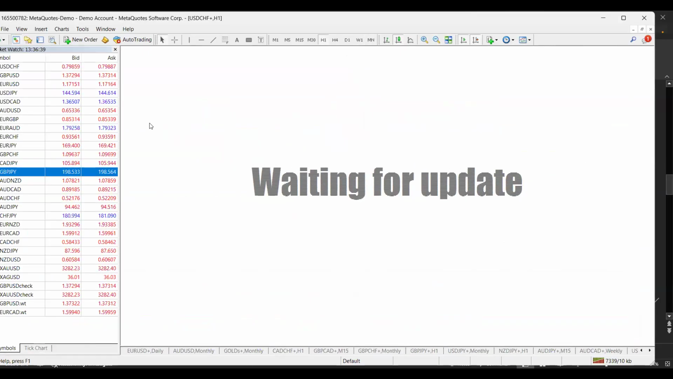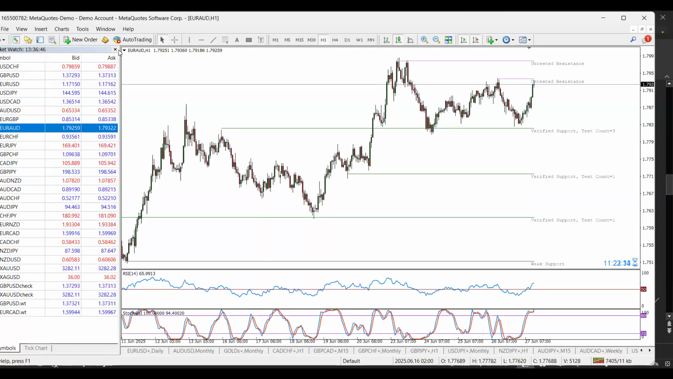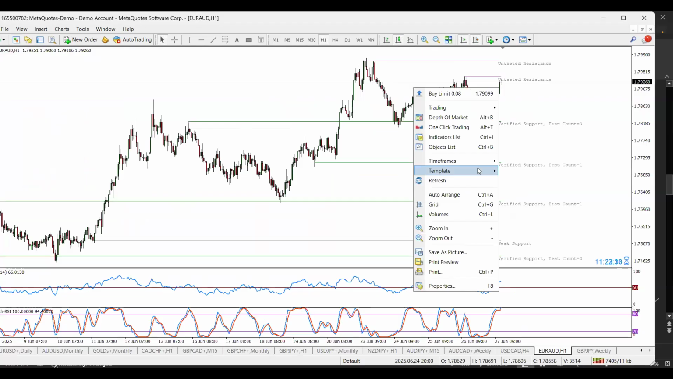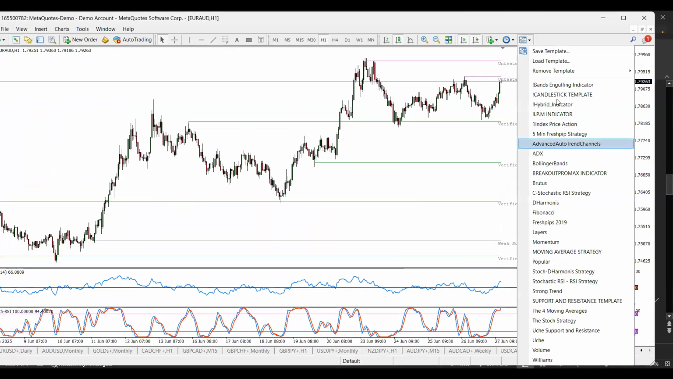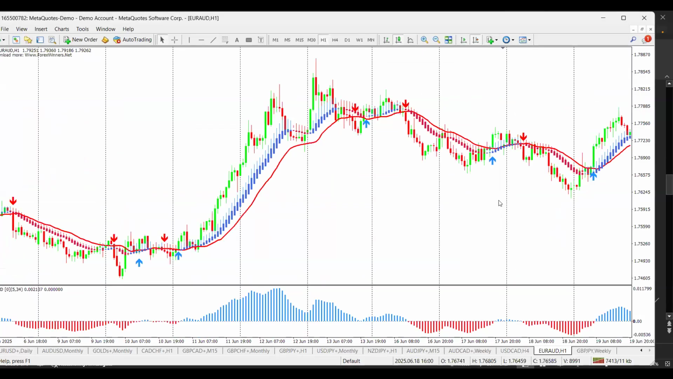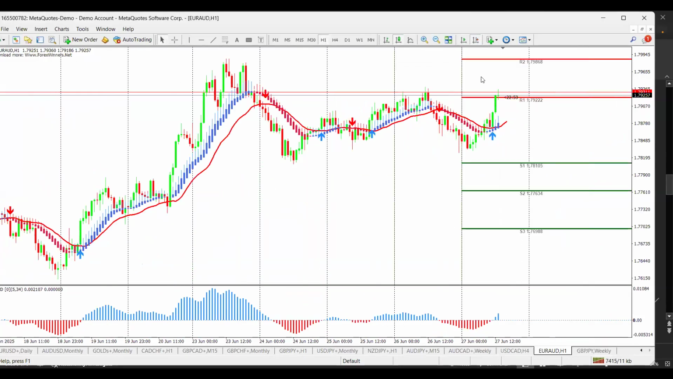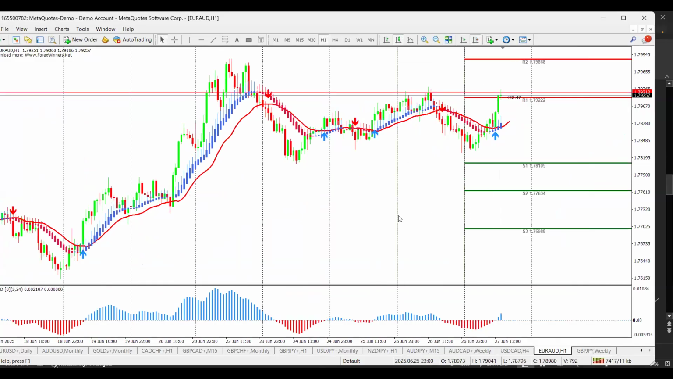Some charts are very, very dirty. What do I mean? Let's say something like this. Look at this. Then you just keep adding all that. All these things, you want your charts to be as clean as possible, okay? All right, so let's continue.